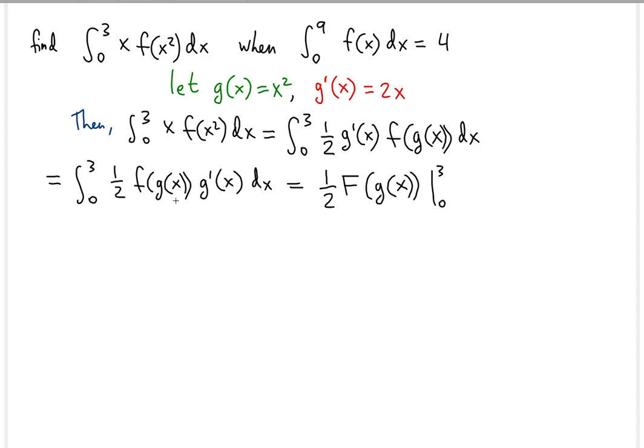So if you think backwards, you can think of this as the derivative. Thus, this is the antiderivative, right? This is the antiderivative of this function. And 1/2 is a constant, that's why it stays the same. So we know we can evaluate it from 0 to 3.